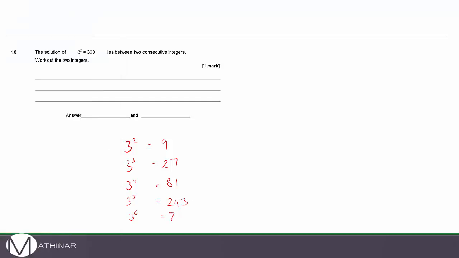729. So 300 lies between these two numbers. So the answer to 3 to the power of x equals 300 is somewhere between 3 to the power of 5 and 3 to the power of 6. So x must be somewhere between 5 and 6.